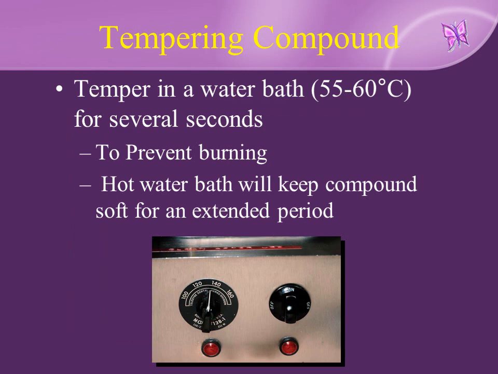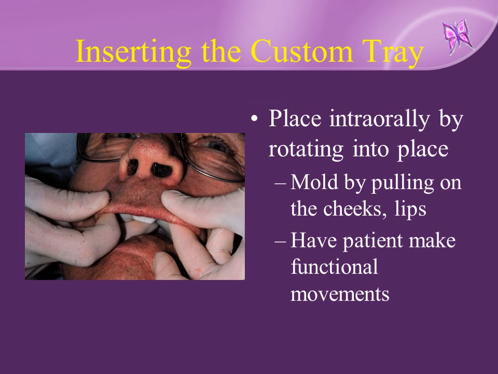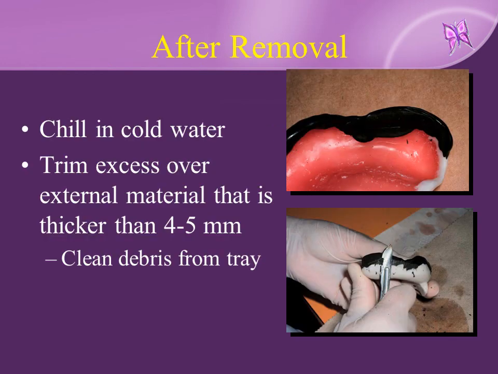Tempering compound. Temper in water bath between 55 to 60 centigrade for several seconds to prevent burning. Hot water bath will keep compound soft for an extended period. Inserting the custom tray. Place it intraorally by rotating into place. Mold by pulling on the cheek, lips, and have the patient make functional movement. After removal, chill in cold water.